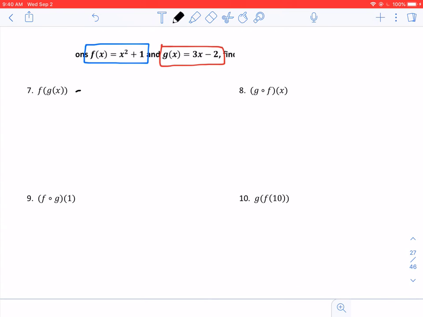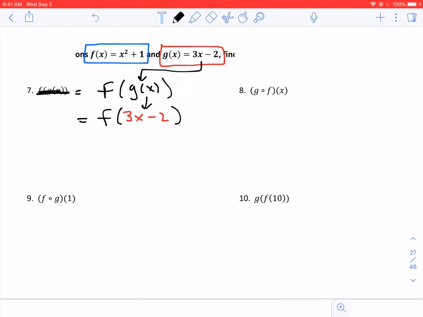So let's write this out more clearly. F of g of x. So I just rewrote it, right? What is this? This is f of, well, notice g of x is just 3x minus 2. So this is f of 3x minus 2. And I'm going slowly here. A lot of you remember that this is asking you to take the g function and plug it into the f function. But more clearly now, f of g of x is f of 3x minus 2, because that is what g of x is, 3x minus 2.